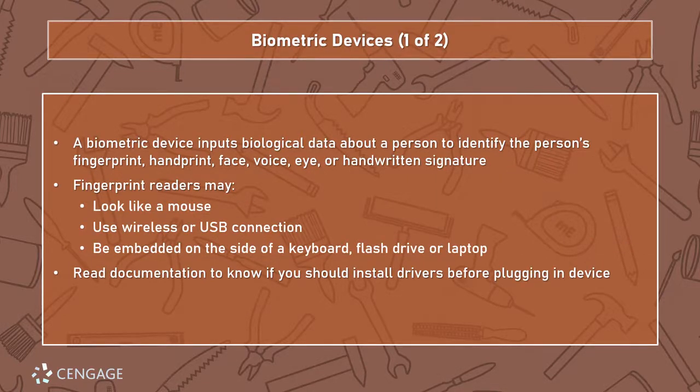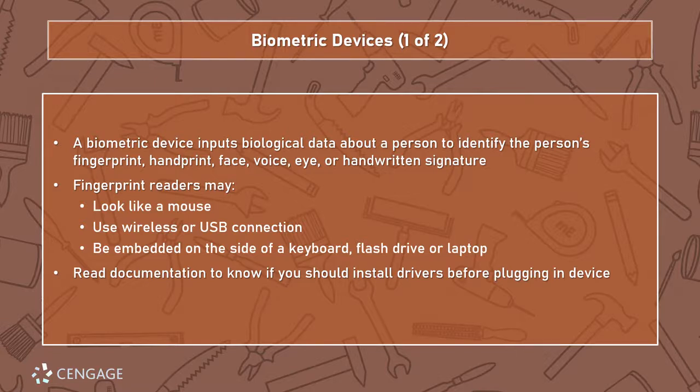Biometric devices, these are going to take inputs of biological data about a person to identify the person's fingerprint, handprint, face, voice, eye, or signature. Biometric, if we break it down, means it comes from biology, so the study of life, and then metric is just a measurement tool we use. So measurement of a person's life or their anatomy in some way. So they're taking something physical about an individual and using it as an authentication tool.